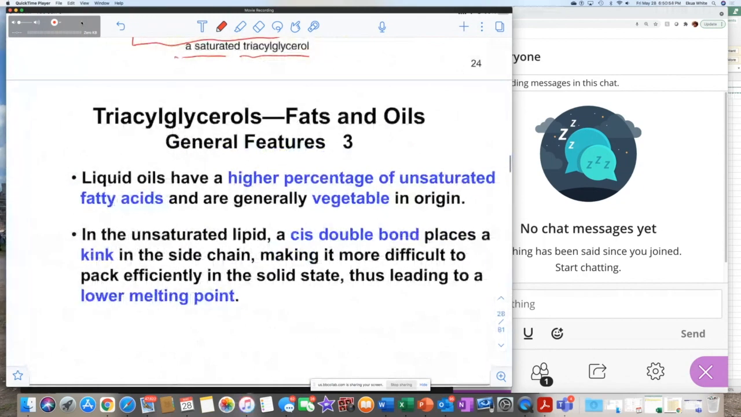The food thing is a dangerous territory for me. Okay, liquid oils have a higher percentage of unsaturated fatty acids and are generally vegetable in origin. So that's what they tell you. Liquid oils or liquid fats are better for you than solid fats.